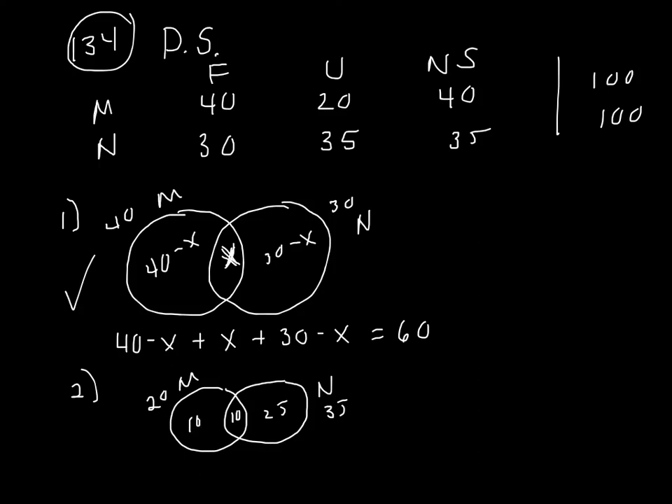But this just tells me about unfavorable. It doesn't tell me anything about favorable. So clue 2, that's not working. I think we could have stopped pretty quick on that if that was not working. So your answer is A.